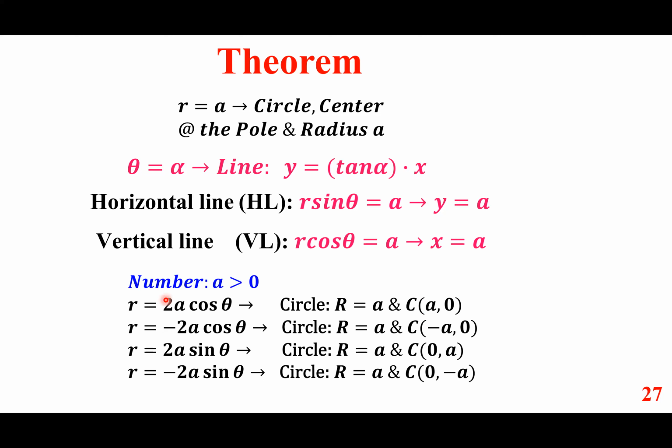Or r equals plus or minus 2a cosine theta, or r equals plus or minus 2a sine theta. All of them are circles, and all of them have the radius a. When cosine is involved, the center is located along the x-axis, or the polar axis. In the case of a sine, along the y-axis, or the line theta equals pi over 2.